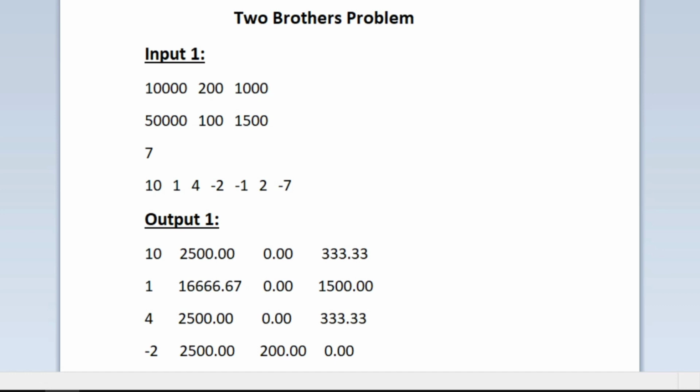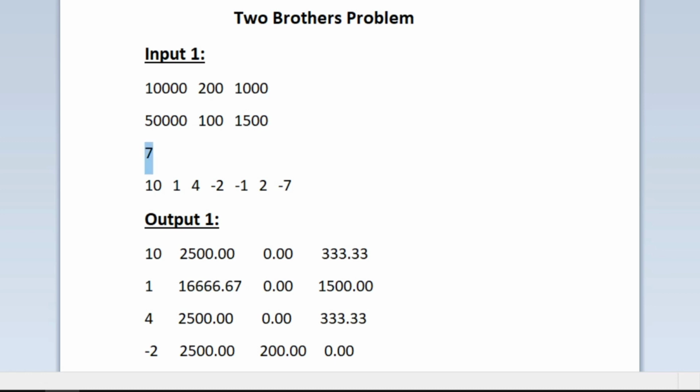Similarly, in the second line we are given three integers. These three integers represent the properties of the younger brother. Again, the first integer is cash, the second integer is gold, and the third integer is land. So these are the properties of the elder brother and younger brother.